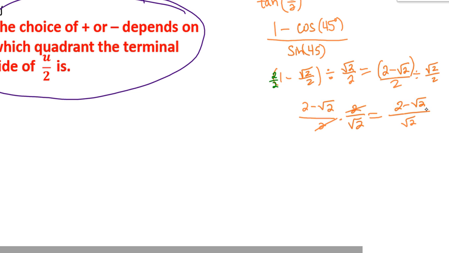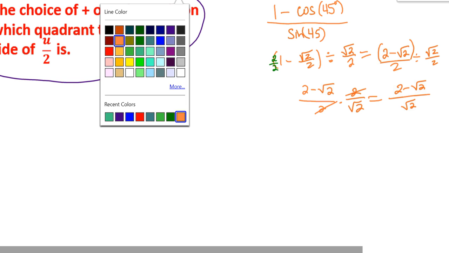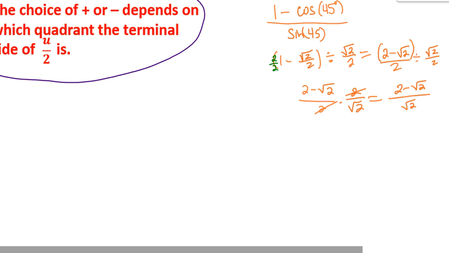Now the next step is technically we should get that square root out of the bottom, but I'm going to accept this for an answer just so that we're not spending too much time on that. But you would multiply by square root of 2 on top and bottom, distribute on top, simplify, but that's the basic idea.